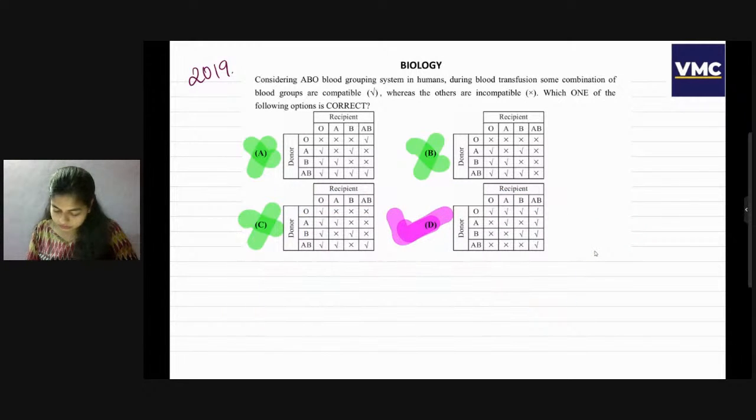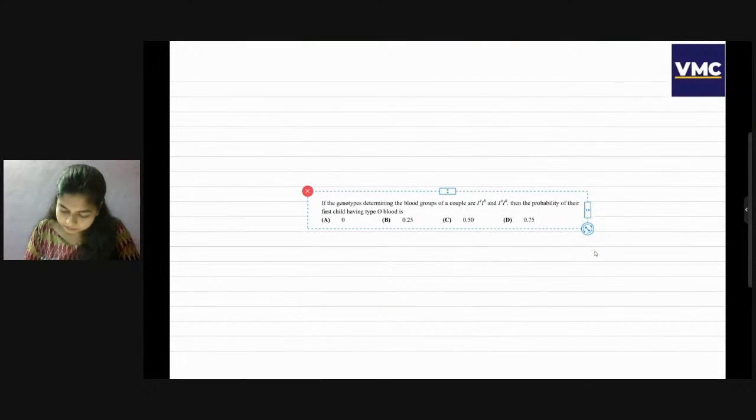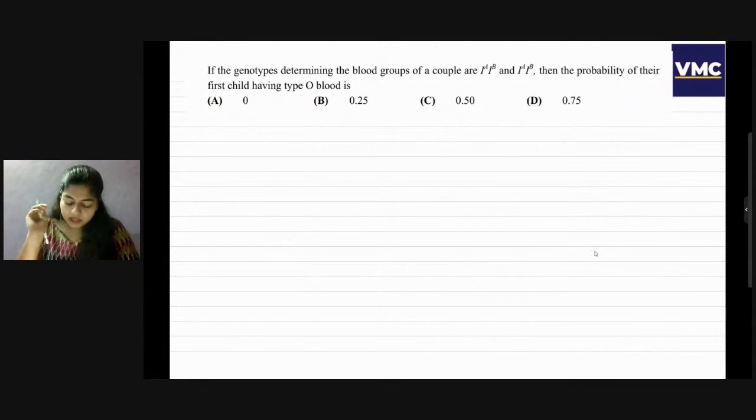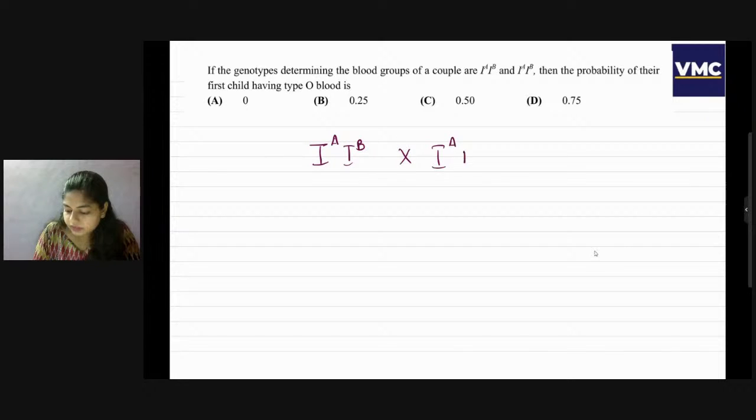Yeah, ये question. Okay, this is the question. If the genotype determining the blood group of a couple is capital A and capital B and capital A, capital B, तो दोनों पेरेंट्स का जो ब्लड ग्रुप है वो AB है. Then the probability of their first child having type O blood. टाइप O कैसे?